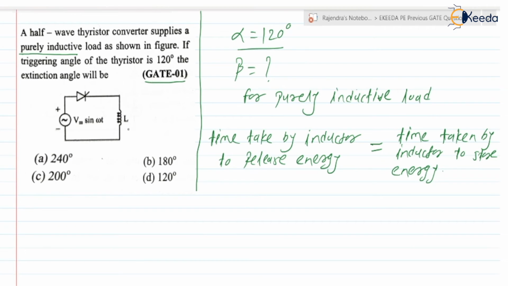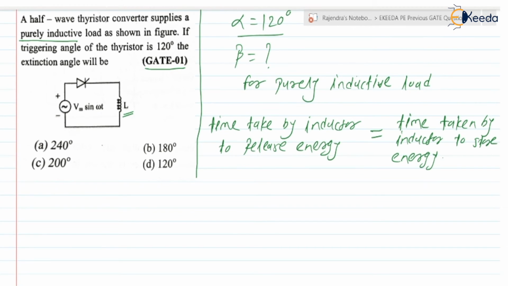So whenever the load is purely inductive, always keep in mind that for however much time the inductor stores the energy, the inductor requires the same time to release the energy. If you check here, at alpha equal to 120 degrees, we are applying the gate signal to the thyristor. Let us consider the current flowing through the inductor is i0.